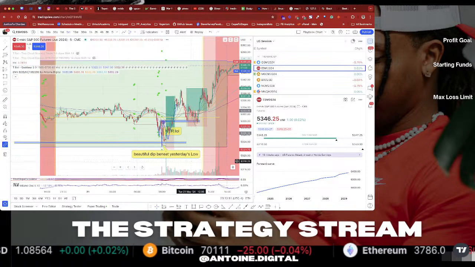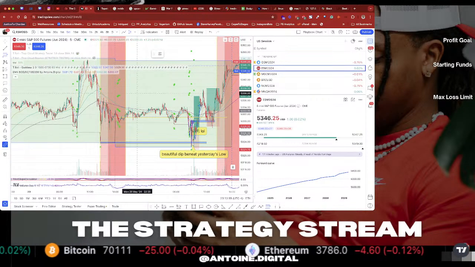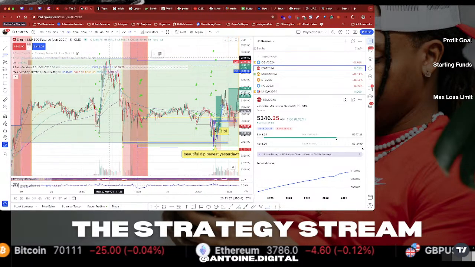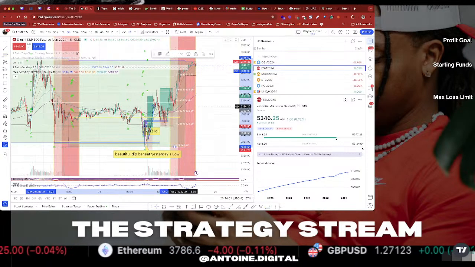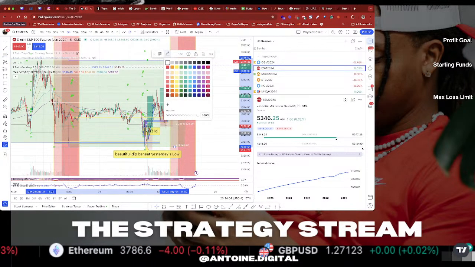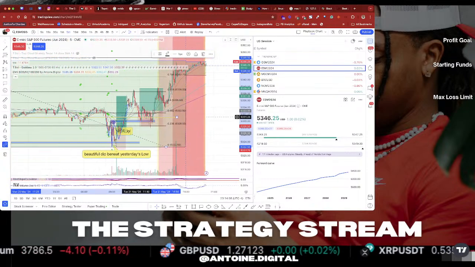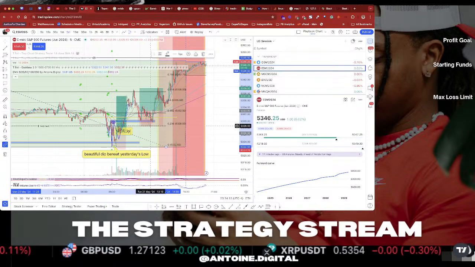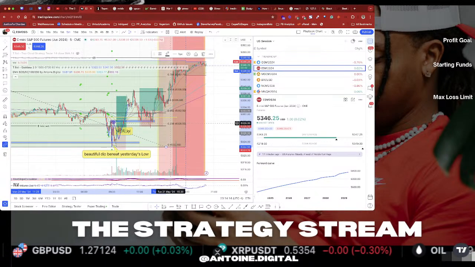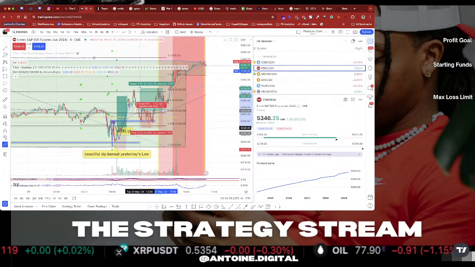Let me test out and see if the Fibonacci would have helped me out with that, because I didn't do a good job there. That was supposed to be a winner. Okay, so it pushed up, pulled back down to the 236 level. Yep. So I had my stop loss here. I was supposed to be underneath that level.